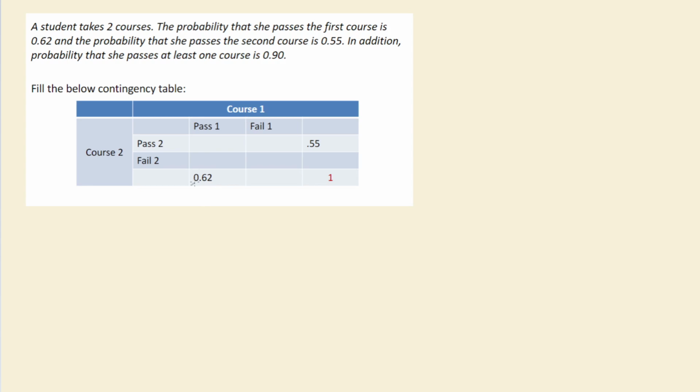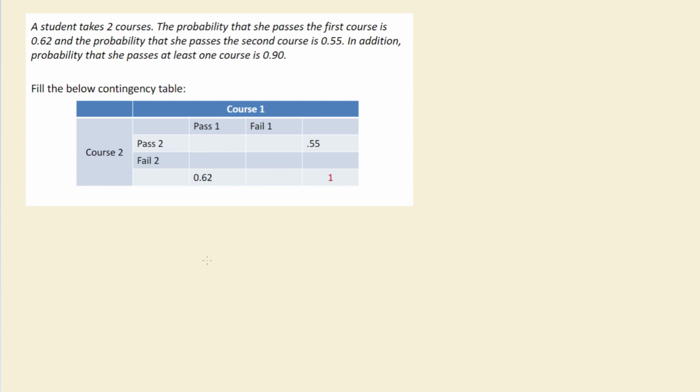So we have this column here, which is the column where she passes the first course. There are 2 possible outcomes. She can pass the first course and pass the second, or pass the first and fail the second. Then we have this column here, which represents the column where she fails the first course. Given that she fails the first course, she can either pass the second or fail the second. And the same is true with these rows here.